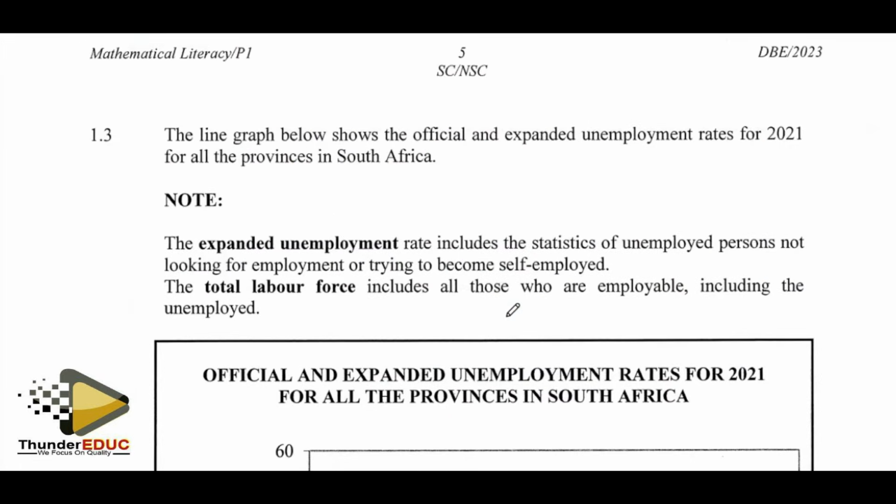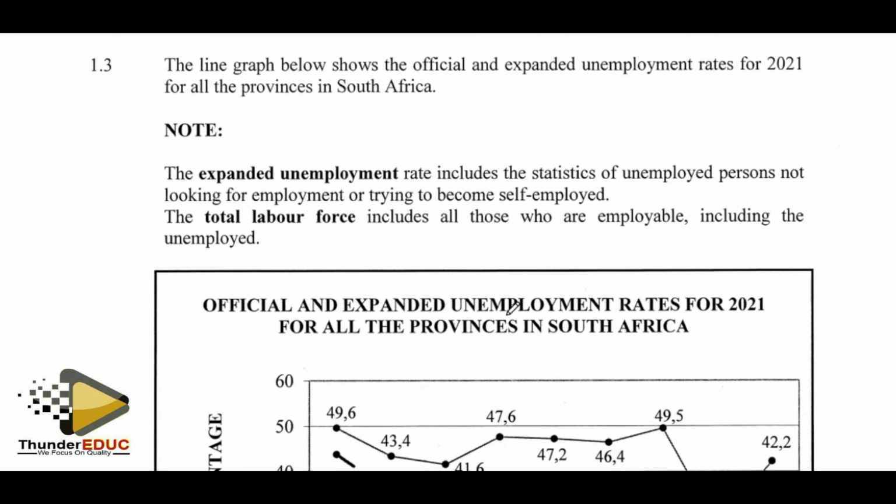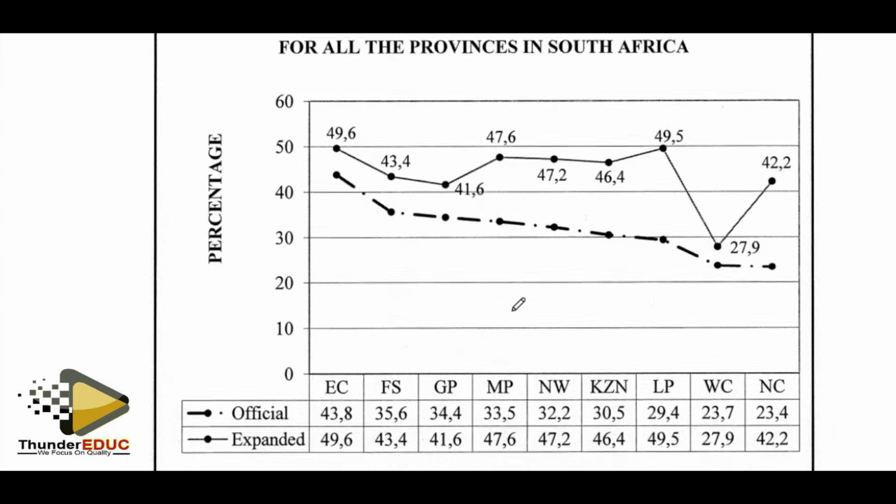1.3, it talks of the line graph below shows the official and expanded unemployment rates for 2021 for all provinces in South Africa. The expanded unemployment rate includes the statistics of unemployed persons not looking for employment or trying to become self-employed. The total labor force includes all those who are employable, including the unemployed. All right, there we go.